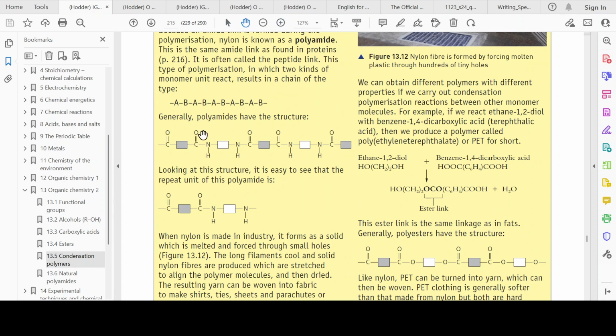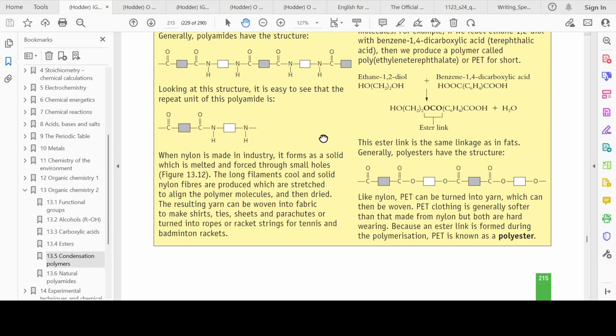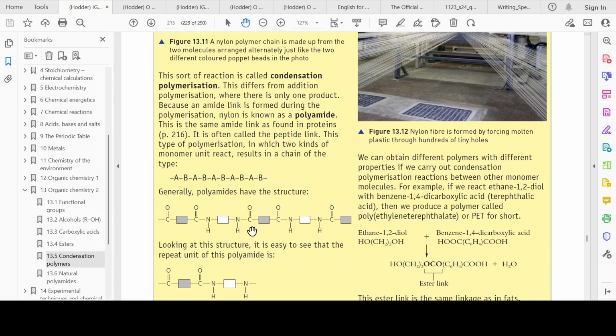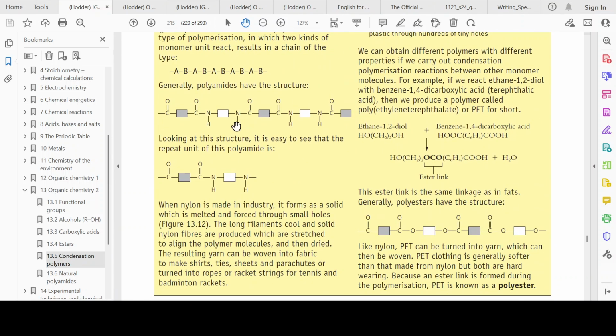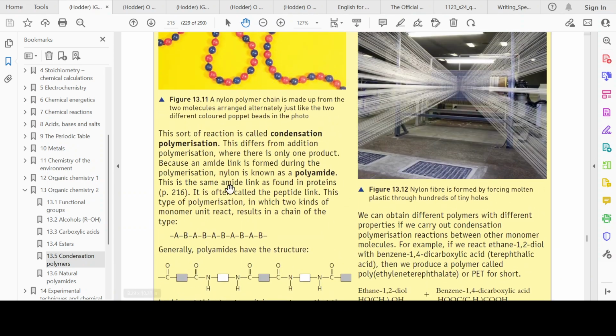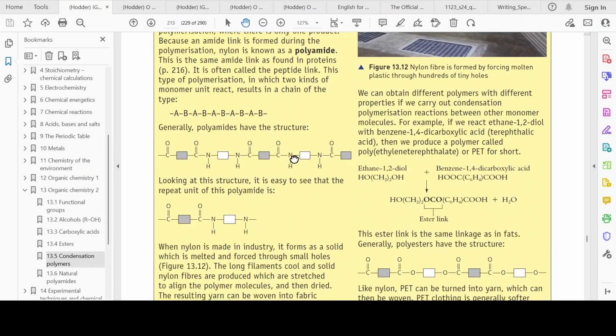So you've got the CONH which I made. The next time it's going to be an NH and a CO, and then CONH and a CO, so it's going to alternate like that, because it depends on the ends. And then they talk about nylon, how it's made and what it's used for, so you can just read that: fabrics and shirts and parachutes and racket strings and stuff. That's a picture of nylon being made.